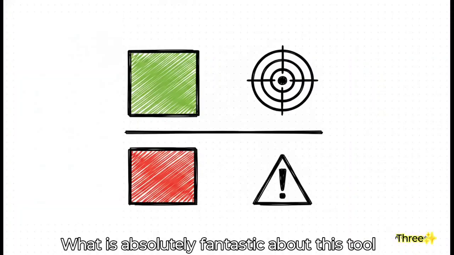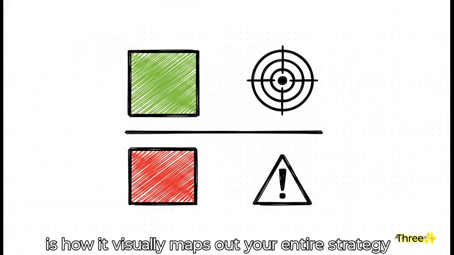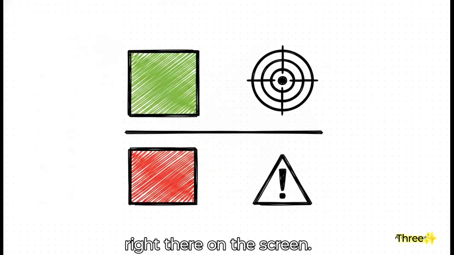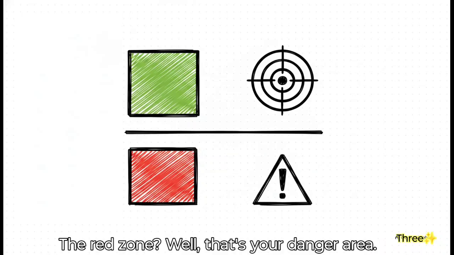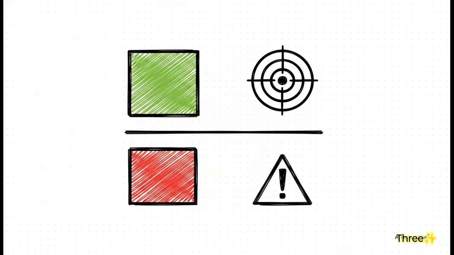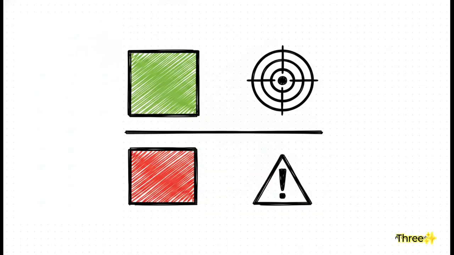What is absolutely fantastic about this tool is how it visually maps out your entire strategy right there on the screen. It uses a super intuitive color coding system. The red zone? Well, that's your danger area. That represents your strict stop loss. And right above it, you've got the green zone, which is your target, your ultimate reward area.